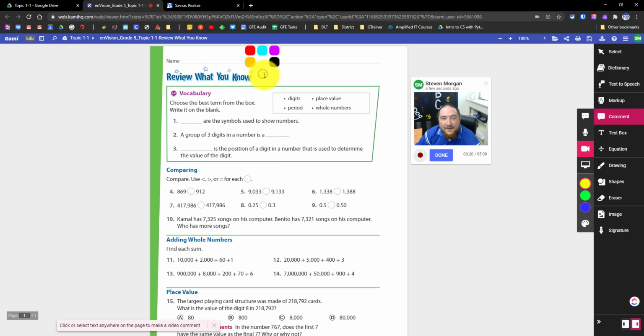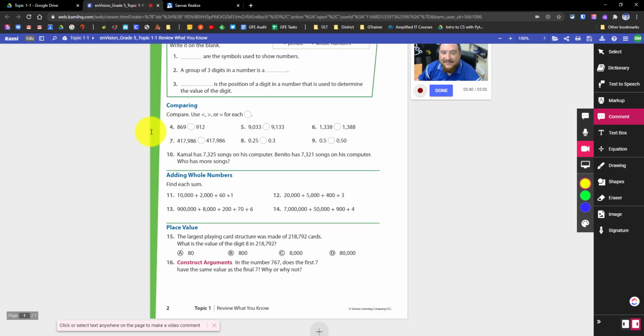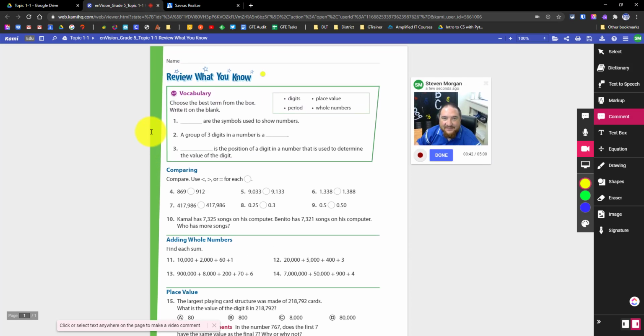Today we're going to be doing vocabulary from questions 1 through 3. There's 4 words to place in those 3 boxes. So obviously you're only going to use 3 of them. Questions 4 through 10, you're going to be comparing using less than, greater than, or equal to symbols. Questions 11 through 14, it's going to ask you to add whole numbers together. And questions 15 and 16 is going to ask you about place value.